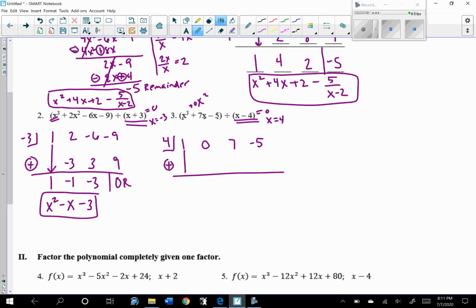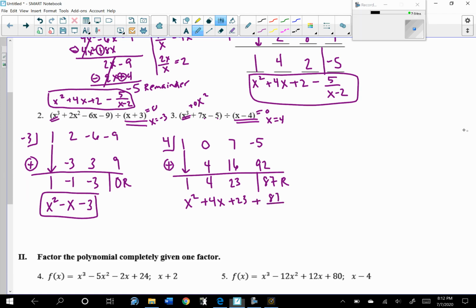Bring down that first term. 1 times 4 is 4. Add these terms together. 4 times 4 is 16. Add these terms together. 23 times 4 is 92. Add these together. And that last number is the remainder. So this is degree 3, so that means down here we start off with degree 2, so x squared plus 4x plus 23 plus 87 over x minus 4.